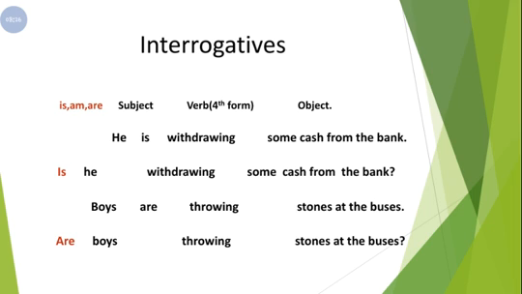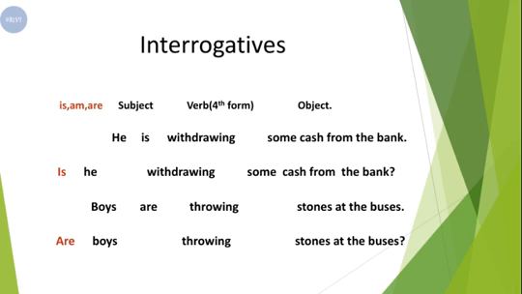Boys are throwing stones at the buses. This is a sentence of present continuous tense, and this is our affirmative positive sentence. If you want to change it into interrogative, again you are simply supposed to write the helping verb before the subject. So you will write are before the subject. Are boys throwing stones at the buses? At the end, question mark. So this is how we make the interrogative sentences of present continuous tense.